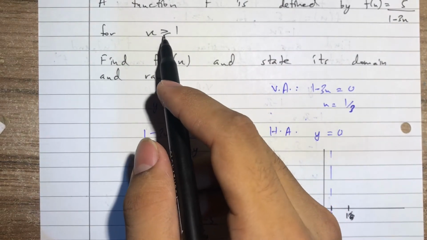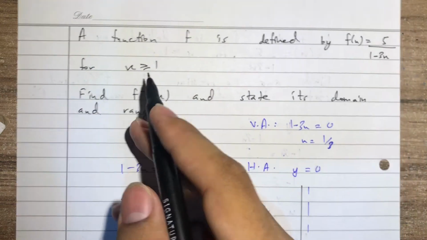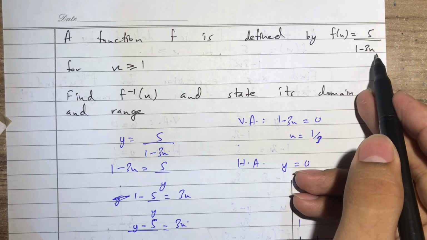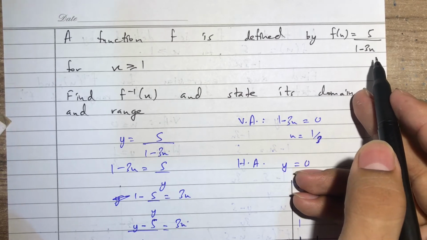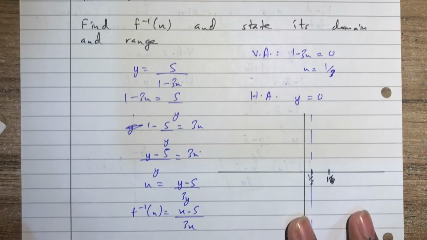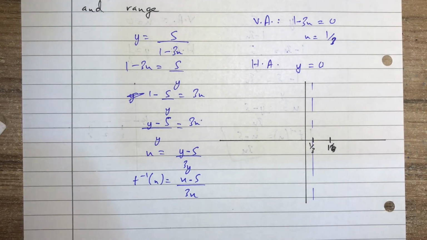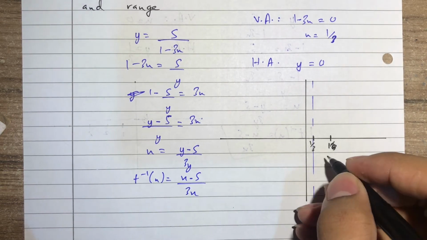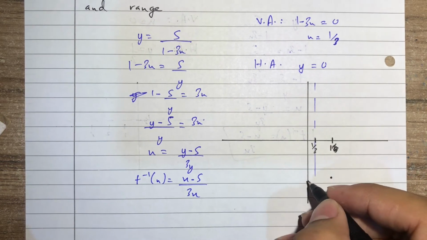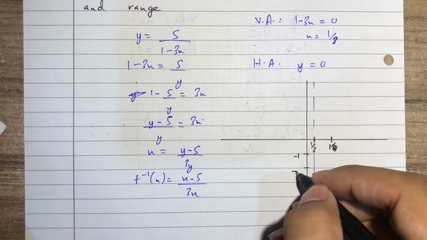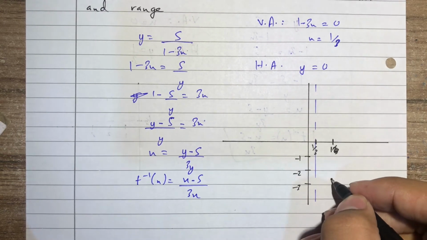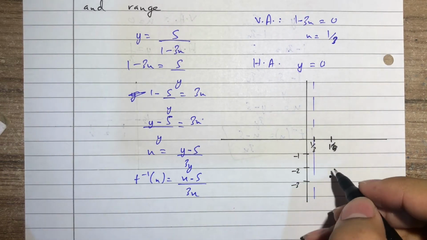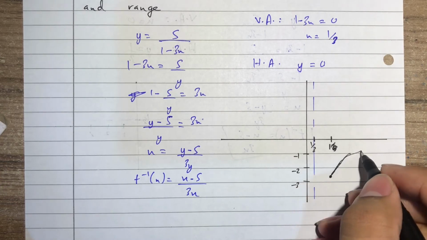So I'll find fx at 1. If x was 1, we'll get 5 over 1 minus 3, that is 5 over minus 2, so minus 2.5, right? So that means that at 1, y is minus 2.5. This is minus 1, minus 2, minus 3. So the graph starts here and it's greater than that. So if you sketch the graph, it will go somewhat like this.